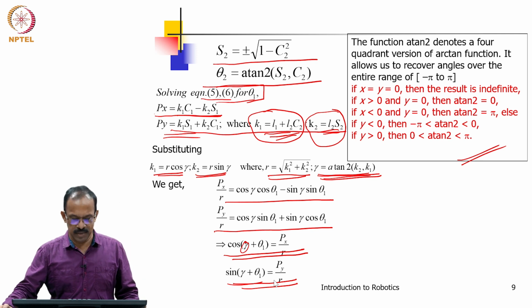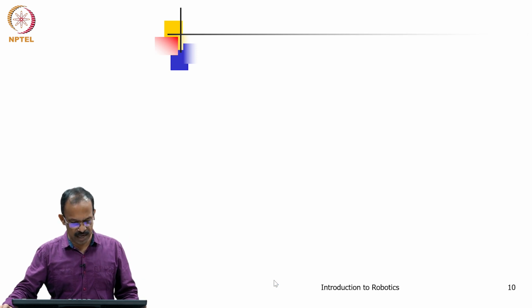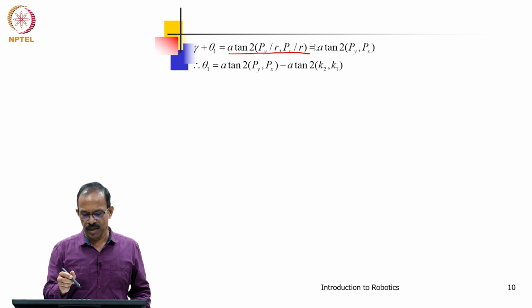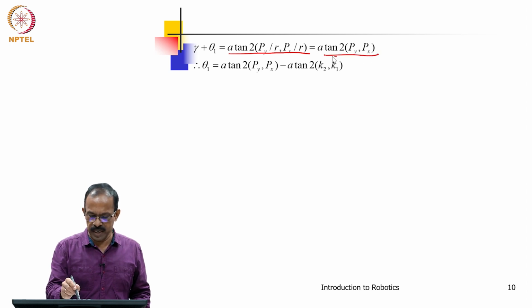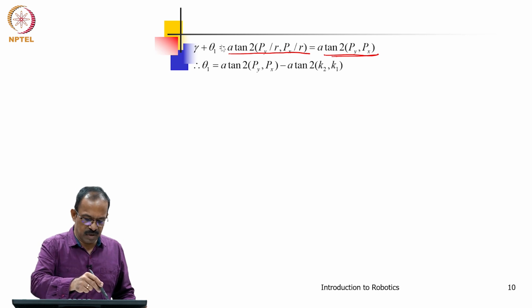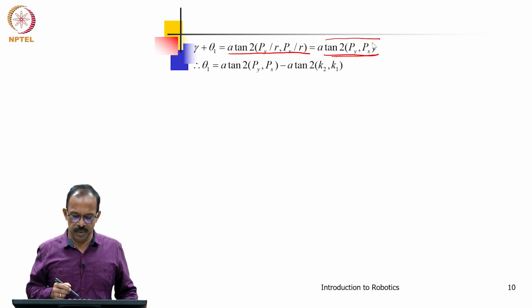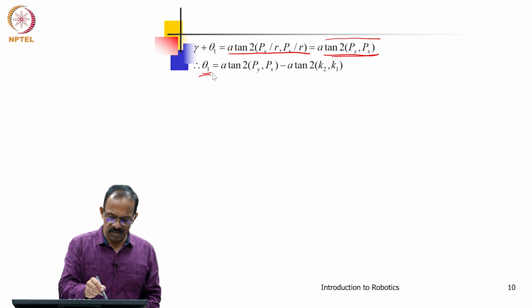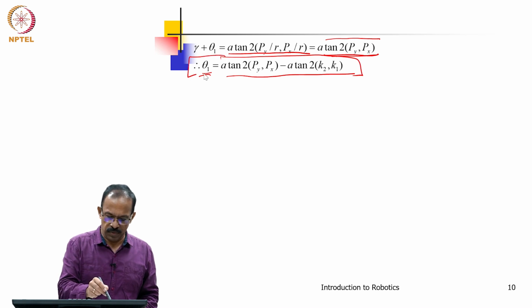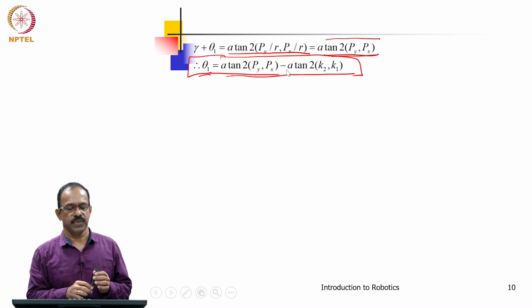Using these two relationships, gamma plus theta 1 can be obtained as A tan 2 of Py by R, Px by R. Since R is a constant, you can write gamma plus theta 1 is A tan 2 Py Px, and therefore, theta 1 is A tan 2 Py Px minus A tan 2 K2 K1. K2 and K1 are known, and therefore, theta 1 can be solved.